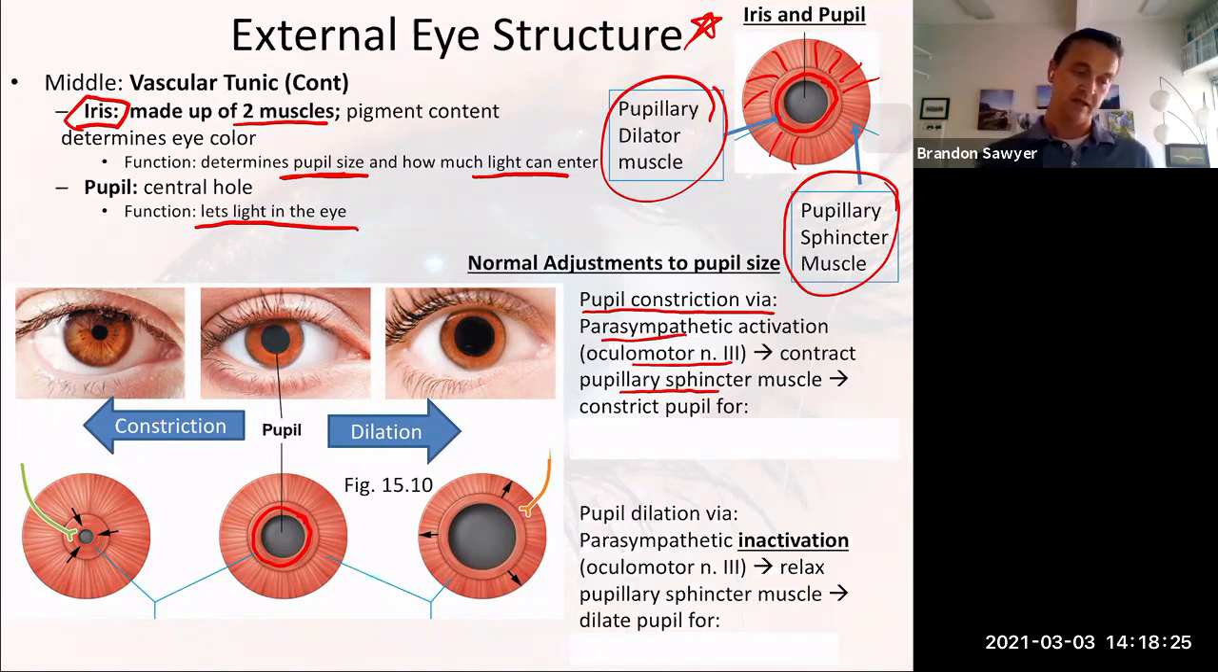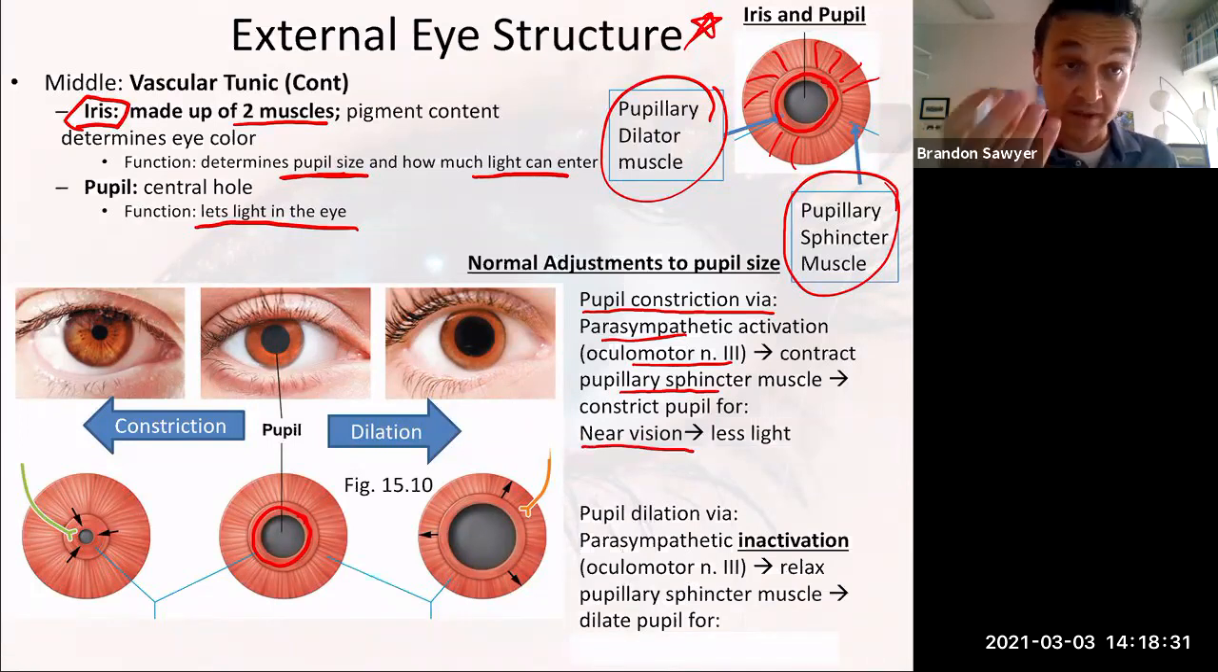Okay. And so we're going to do that in situations where we're close to an object. When we're really close to an object, we want to let less light in, and so our pupils are going to constrict. So that's when we use that for near vision. We'll get into that more for Friday's class.